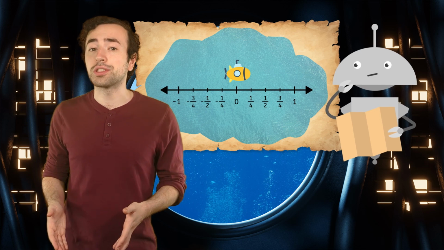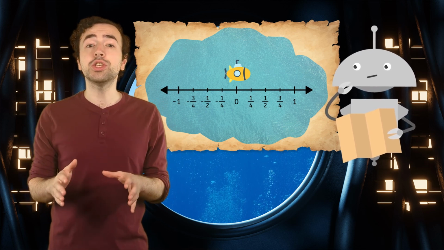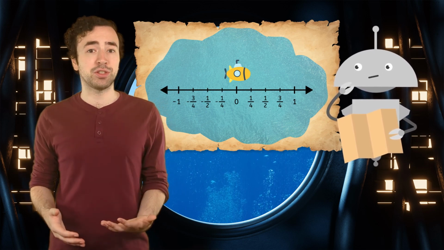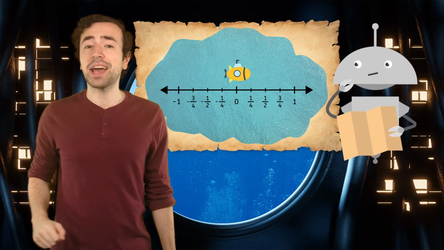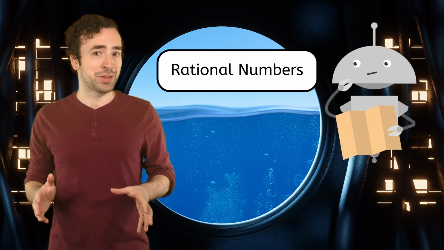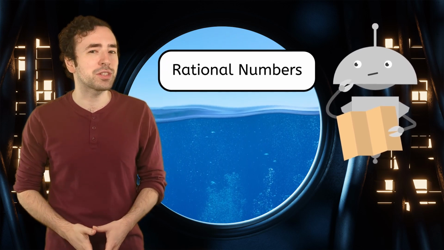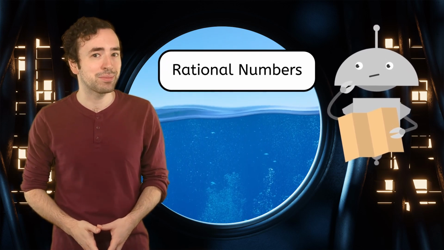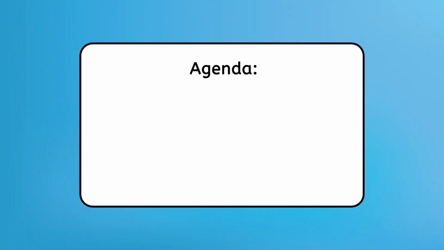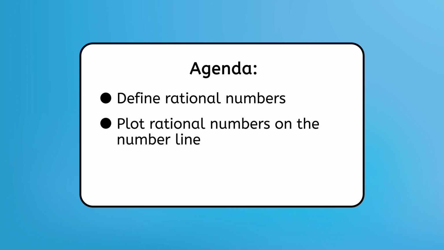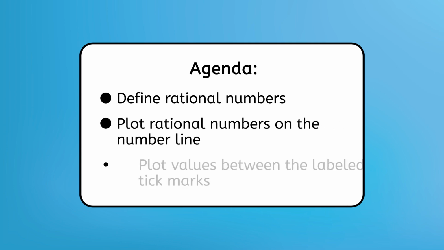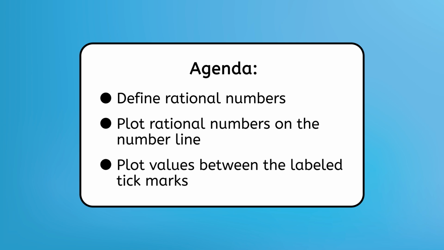In order to go treasure hunting and use our new map, we'll need to use what we already know about fractions, decimals, and number lines. We'll learn about a new category of numbers, rational numbers, and we'll use rational numbers to find the treasure on our maps. By the end of this lesson, you'll be able to explain what rational numbers are and plot all sorts of different rational numbers on the number line, including values between the labeled tick marks. Let's go treasure hunting!